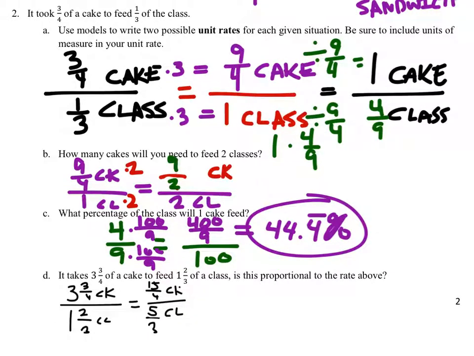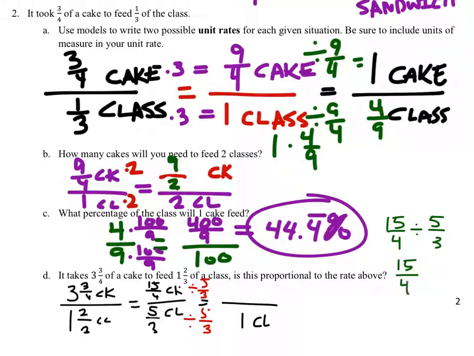I'm going to compare it to one class. So to do that, for one class, I would divide this by 5/3, because anything divided by itself is 1. So I'm going to divide this by 5/3, and I'll show the work over here. 15/4 divided by 5/3. Of course, you guys could use a calculator, right? 15/4 times 3/5.